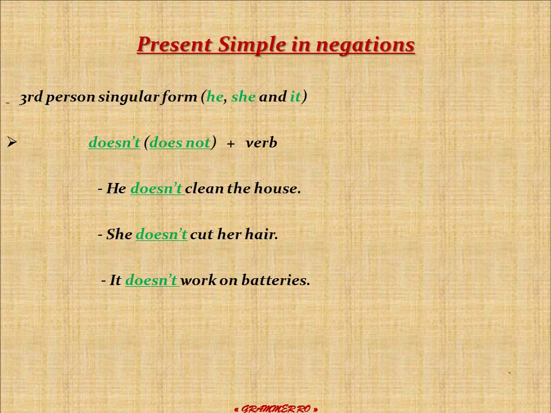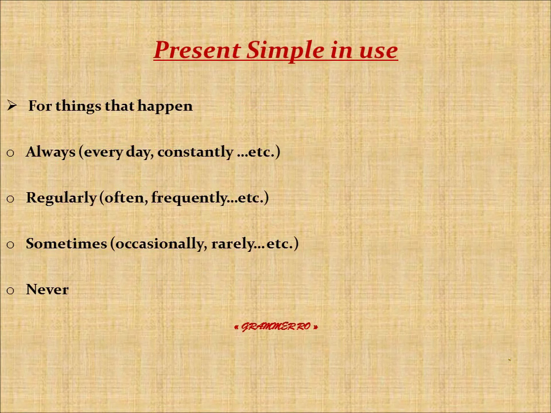And now we're going to learn when to use the present simple. So we use the present simple for things that happen always, for example, every day, constantly, etc. Regularly, for example, often, frequently, etc. Sometimes, for example, occasionally, rarely, etc. And for never.